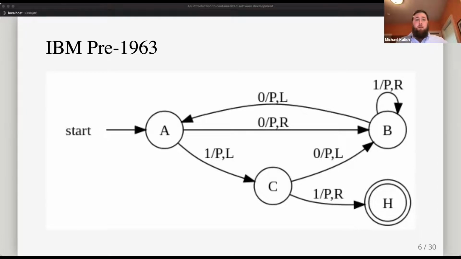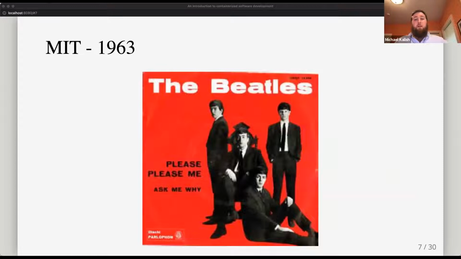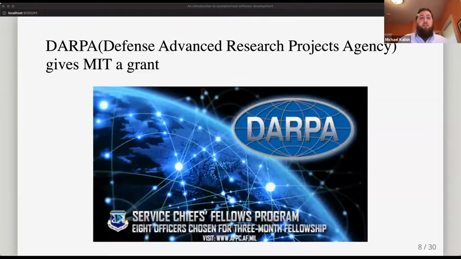All right, 1963. So what happens in 1963? The Beatles actually released their very first single in the USA, Please Please Me. And so Beatlemania is striking the US. Also in 1963, DARPA, this might be another acronym you've heard, the Defense Advanced Research Project Agency, gives MIT a grant.